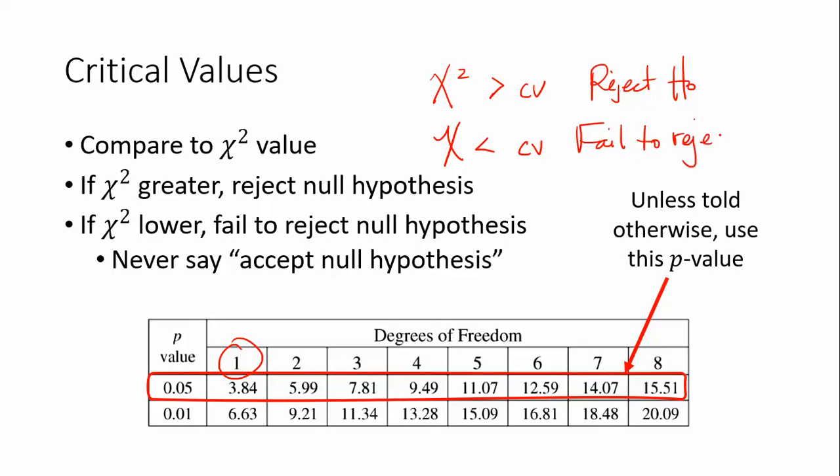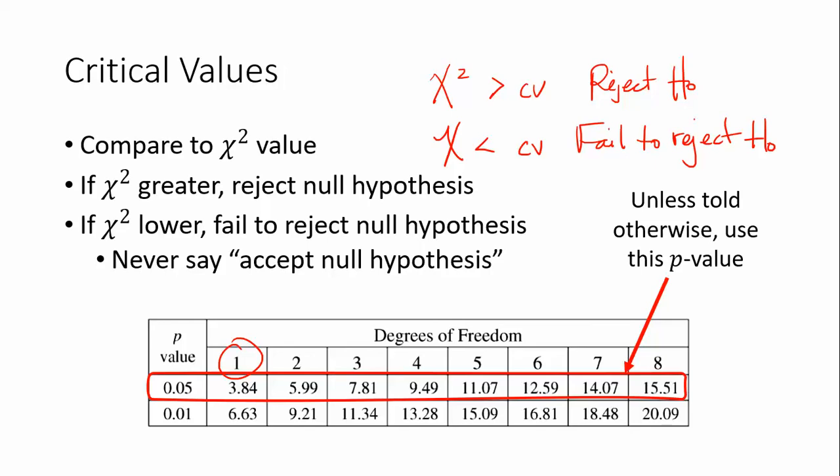Never say you accept it. Why? Because you can't fully prove your null hypothesis. You can only provide evidence for or against it. It's a statistics thing, but you can lose points, perhaps, depending on how strict they are the year of the AP reading, if you say accept null hypothesis. So be careful about that.